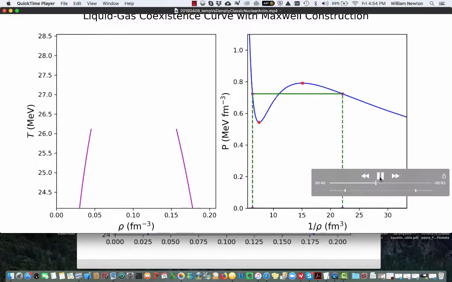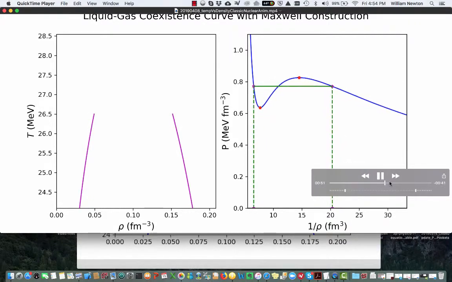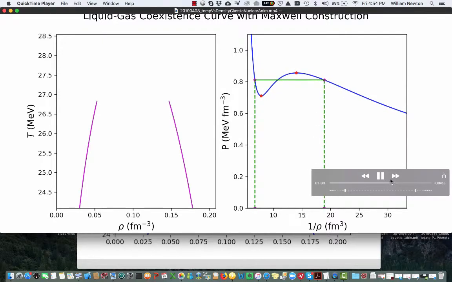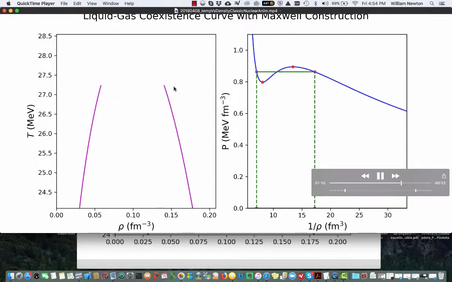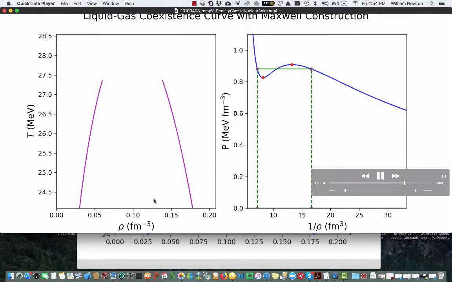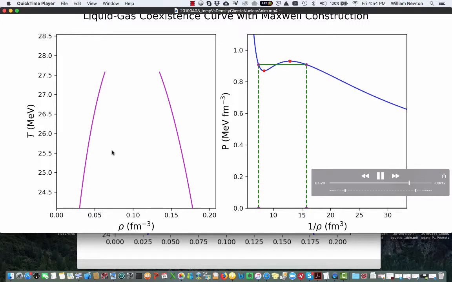And as I increase the temperature, that density region becomes narrower and narrower. And what we're plotting over on the left-hand side is the liquid-gas coexistence curve. Okay, so this shows, as a function of temperature, the range of densities you will put your system at for it to exist as a liquid in equilibrium with a gas. To the right-hand side of this, you've got a pure liquid. To the left-hand side, you've got a pure gas. In the middle, you've got a liquid and a gas coexisting.